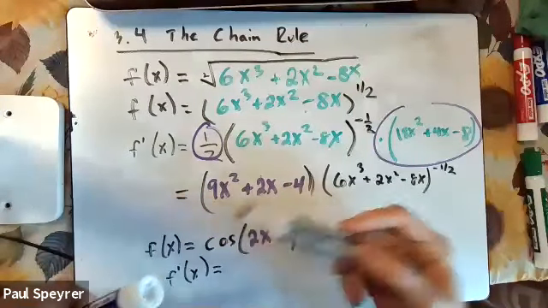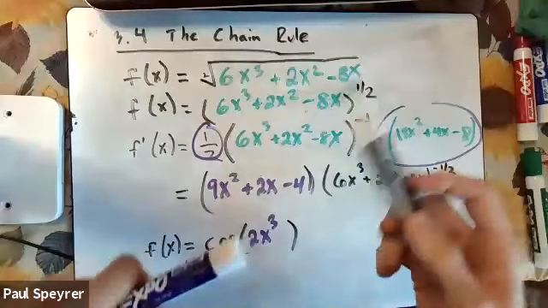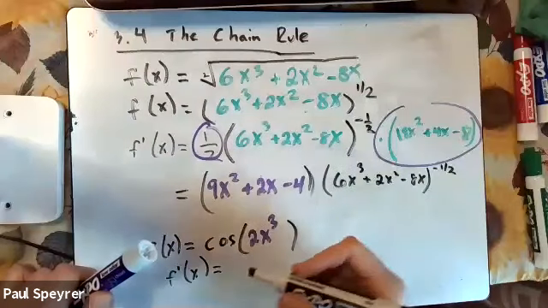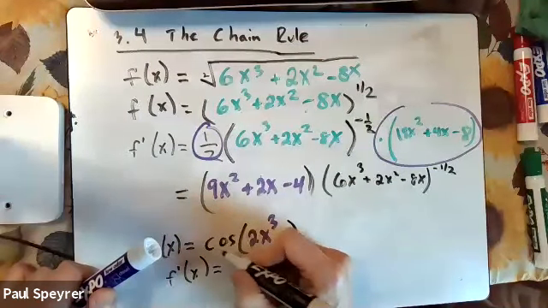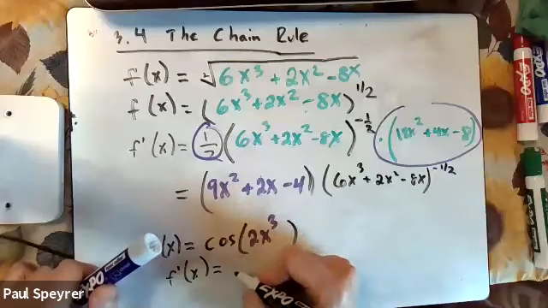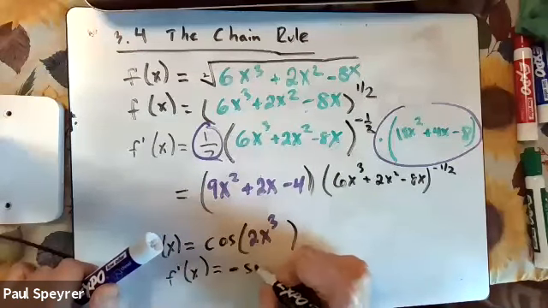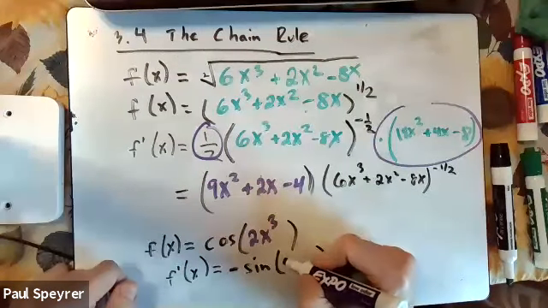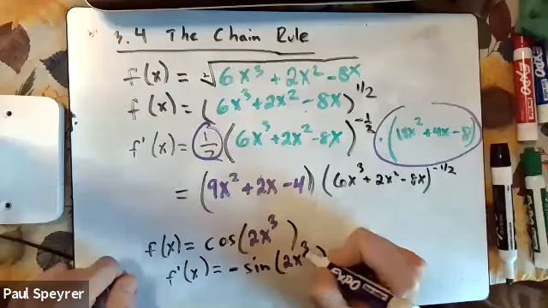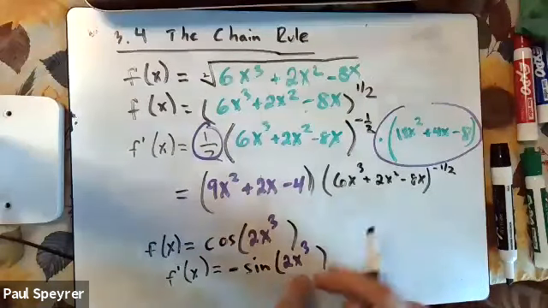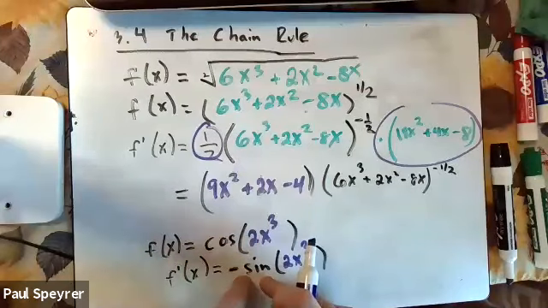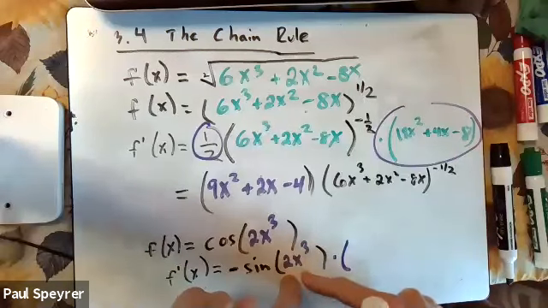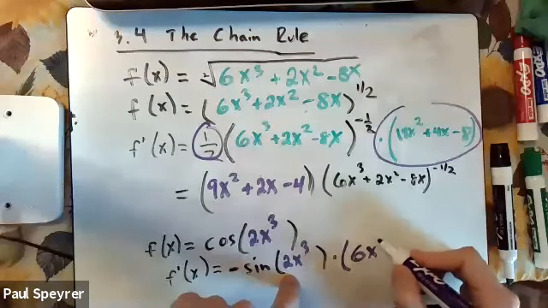What do we need to do first? Derive the outside, correct? So we got to take the derivative of cosine first. What is the derivative of cosine? Remember, this is a tricky one because it's negative sine. A lot of people forget the negative part. So we have negative sine of, and nothing else changes, so this is still 2x cubed. And then now that we've derived the outside chunk, we need to derive the inside chunk. So the derivative of the purple stuff is 6x squared.